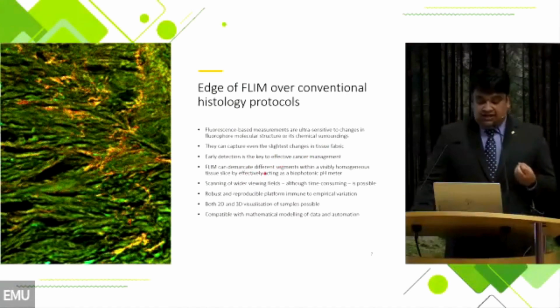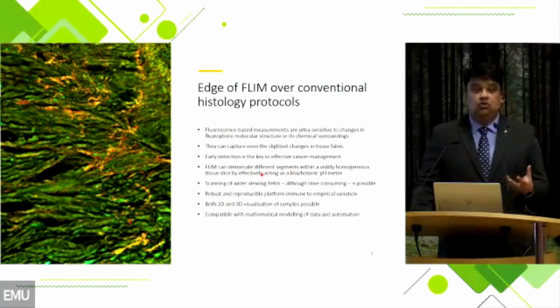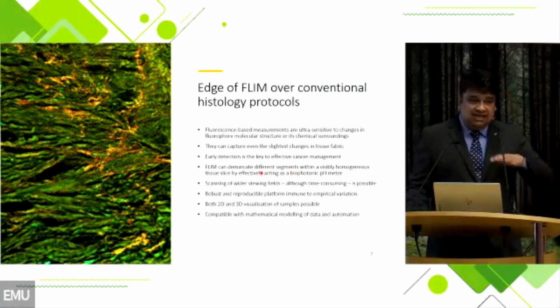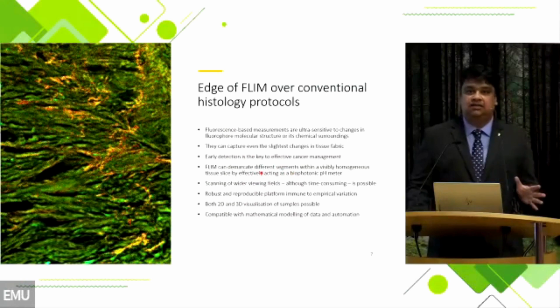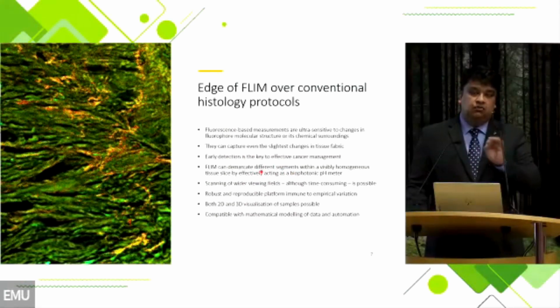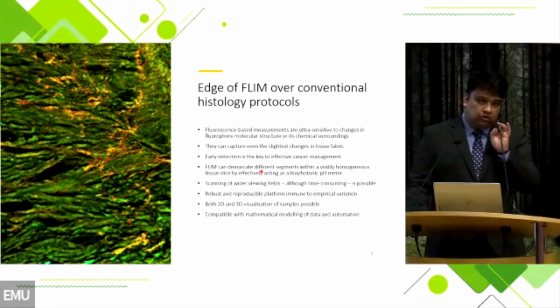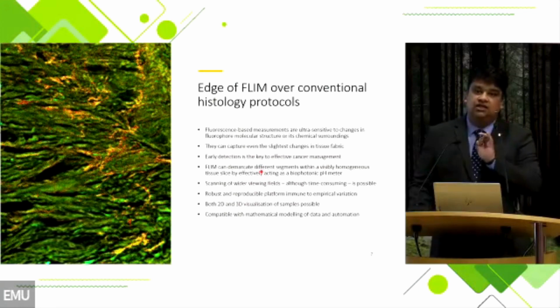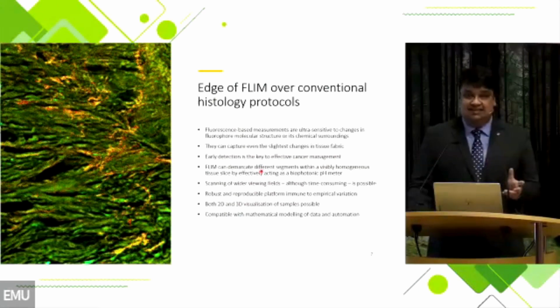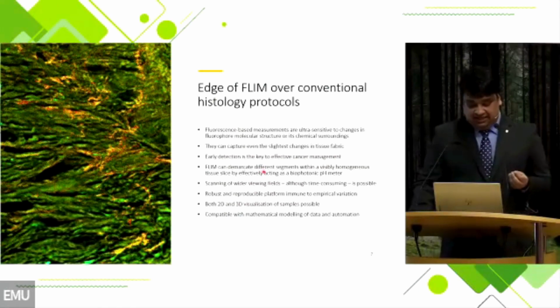Now, FLIM can demarcate different segments within a visibly homogeneous tissue. A lot of tissues look homogeneous to the naked eye, but a lot is going on pathologically, maybe in a nascent state, somewhere beneath the surface, so it's not visible on the surface. With the help of FLIM, we should be able to spot those aberrations within a tumor tissue, again at a very nascent state. That should enable us early detection.